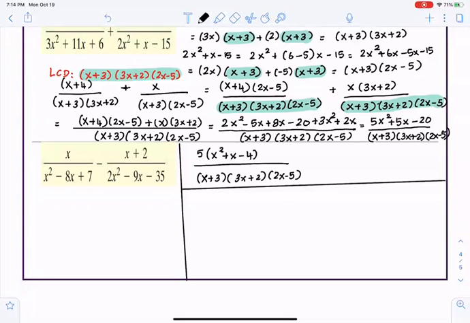So the first denominator is x squared minus 8x plus 7. We want to factor it. So two numbers, when we multiply, we need to get positive 7. When we add, we get negative 8. So the two numbers are negative 1 and negative 7.